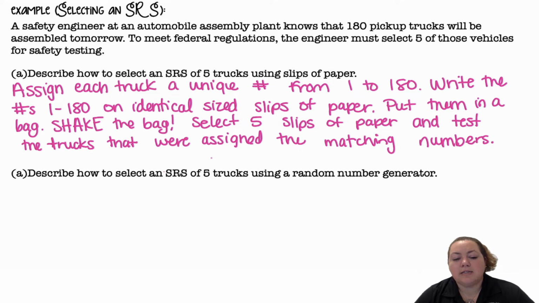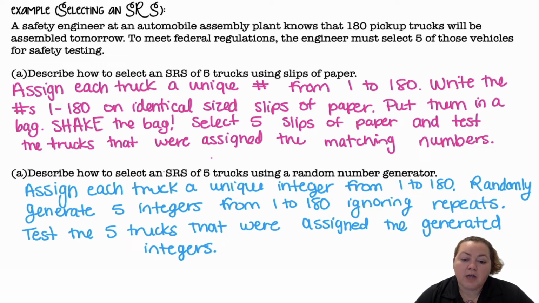Describe how to select a simple random sample of 5 trucks using a random number generator. All right, so again, I would assign each truck a unique integer from 1 to 180, randomly generate 5 integers from 1 to 180, ignoring repeats, and then I would test the 5 trucks that were assigned those generated integers.